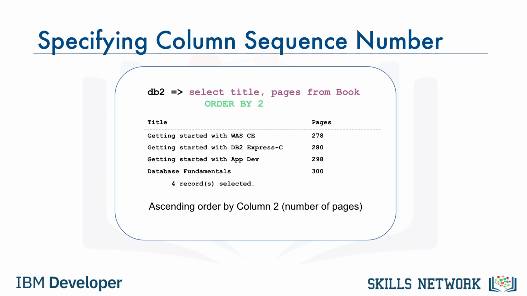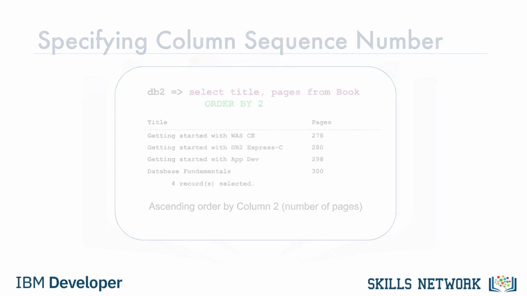Another way of specifying the sort column is to indicate the column sequence number. In this example, select title, pages from book, order by 2 indicates the column sequence number in the query for the sorting order. Instead of specifying the column name pages, the number 2 is used. In the select statement, the second column specified in the column list is pages, so the sort order is based on the values in the pages column. In this case, the pages column indicates the number of pages in the book. As you can see, the result set is in ascending order by number of pages.